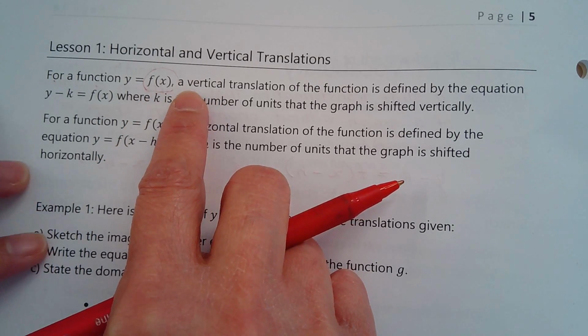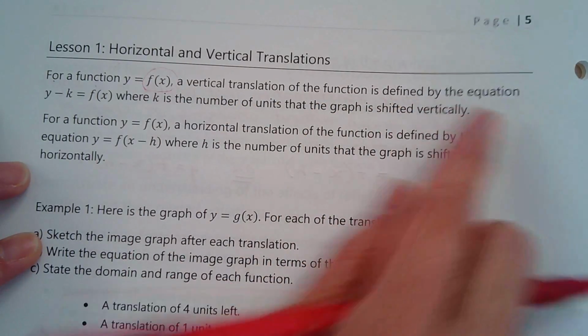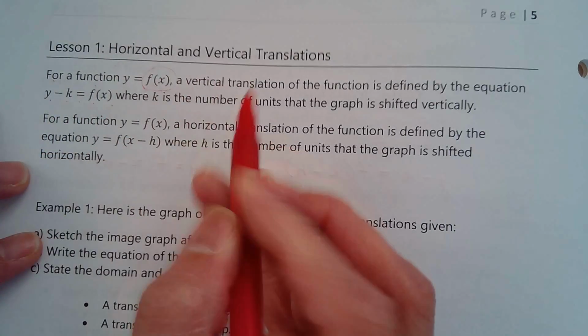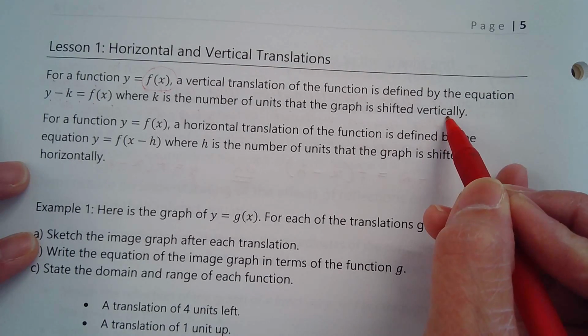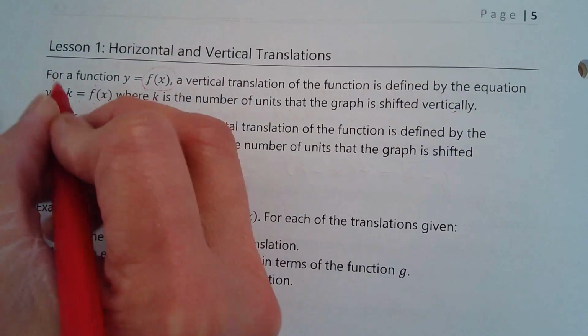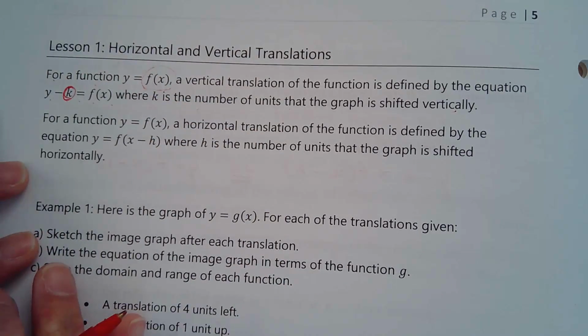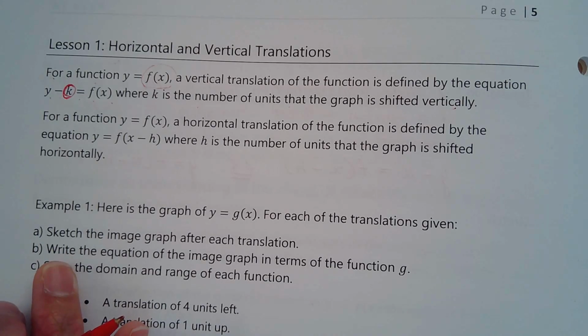or for a function. A vertical translation is a function defined by the equation y minus k equals f of x, where k is the number of units the graph is shifted vertically. So this k value, okay, this k value tells us the shifting vertically, the translation vertically up or down.